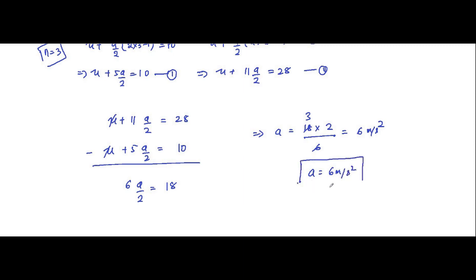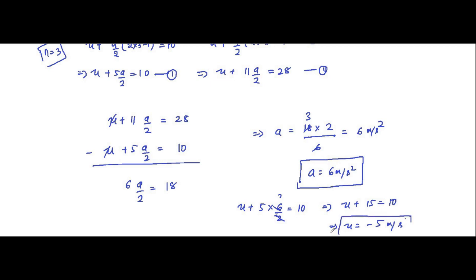Now we have to determine the initial velocity. We can use whichever formula here. Let's say u plus 5a by 2 is equal to 10. That implies u plus 5 into 6 by 2 equal to 10. That implies u plus 15 is equal to 10. That implies u is equal to minus 5 meters per second. Okay, this is the initial velocity.